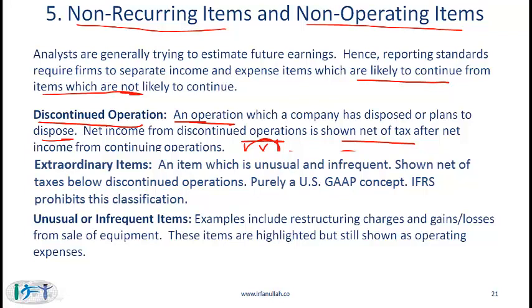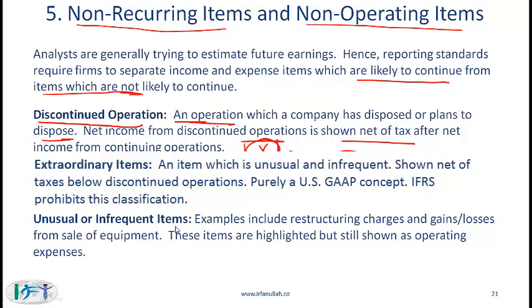Extraordinary items. These are items which are unusual and infrequent, and this is on the income statement. The concept of extraordinary items arises only in US GAAP. IFRS prohibits this classification.